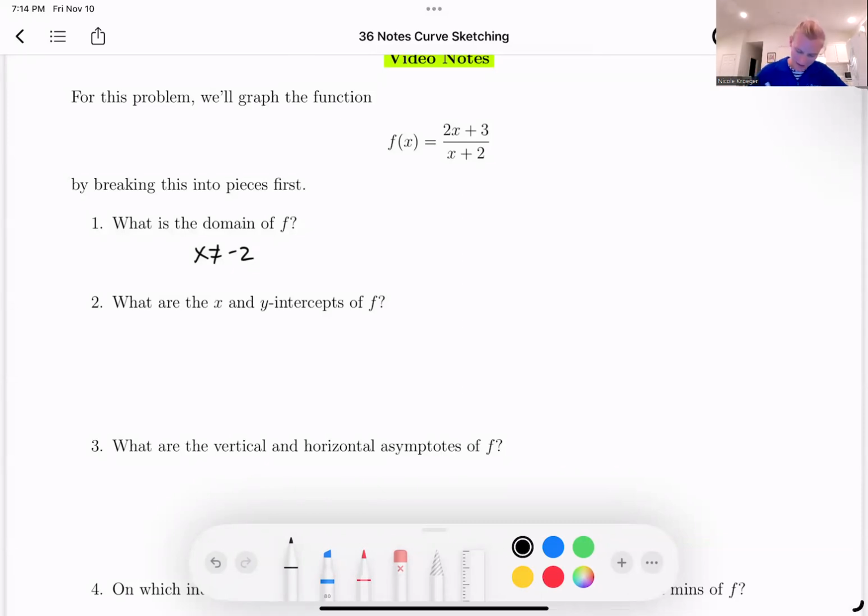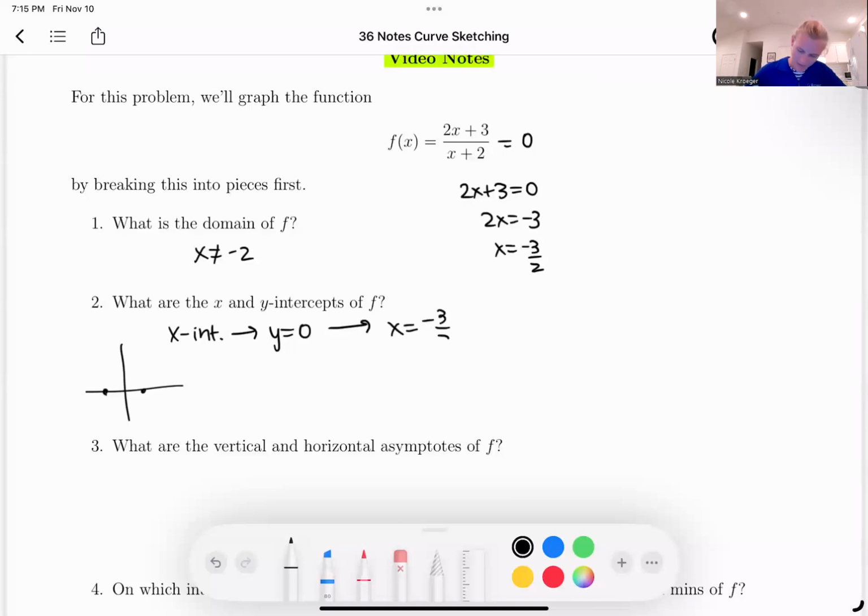So for the x and y intercepts, the x-intercepts are the places that we cross the x-axis. If we cross the x-axis, that means that y is equal to 0. So we set this whole expression equal to 0. We can multiply both sides by the x + 2 to get rid of that. So our x-intercepts in this case will just be when 2x + 3 is 0. So 2x is -3 and x is -3/2.